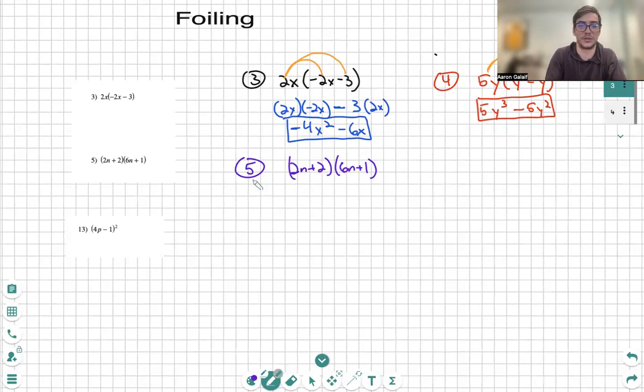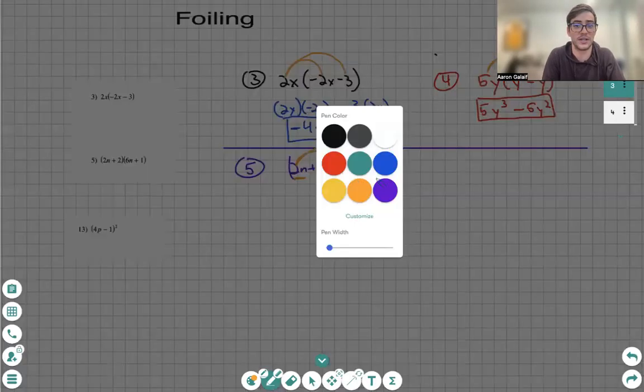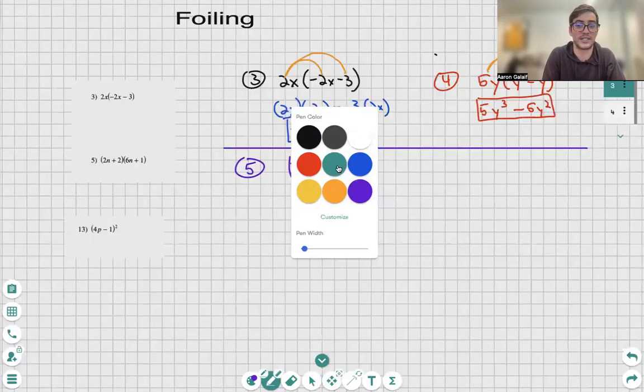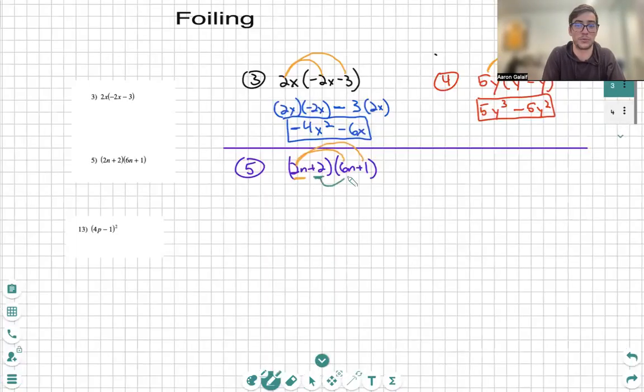What I need to do, and let's put a little line in between, is distribute each term. I need to distribute this first guy to both the terms in the second parentheses. And then we're going to need to do that same thing with this term, and multiply it to both sides of the parentheses.